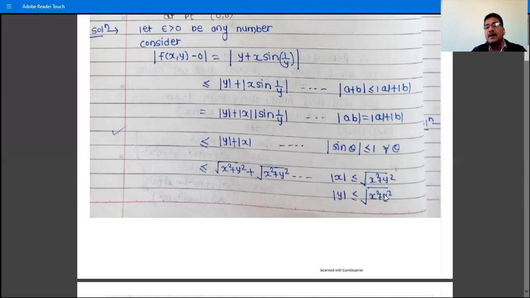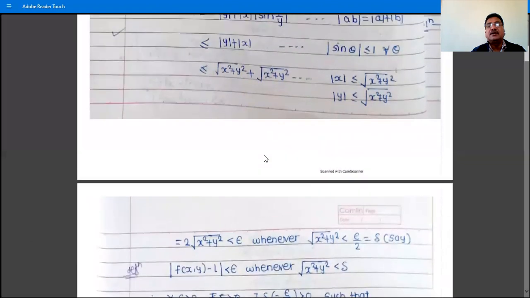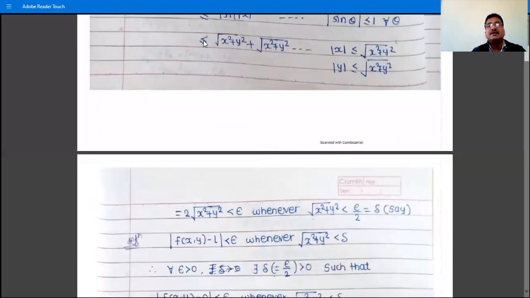And similarly for mod y, these two sides are the same if x is 0. Otherwise, if x is non-zero, it may be positive or negative, its square is positive, and if you add that x square to this side, then this becomes larger than this side. So obviously mod x is less than or equal to root x square plus y square, and mod y is less than root x square plus y square. So substitute their values, but here the sign is not equal, it is less than or equal to, because it is the upper limit of mod y and mod x, a larger value than mod x and mod y. That's why here the sign is less than or equal to.